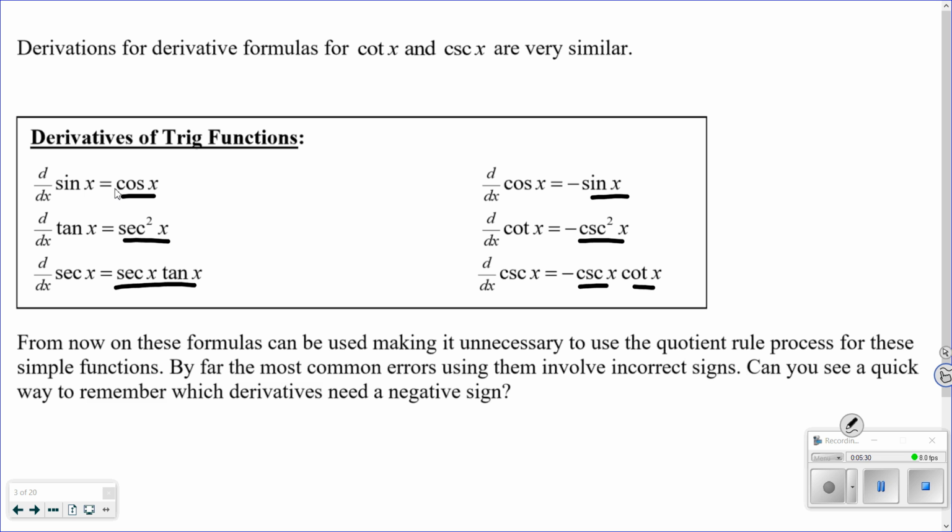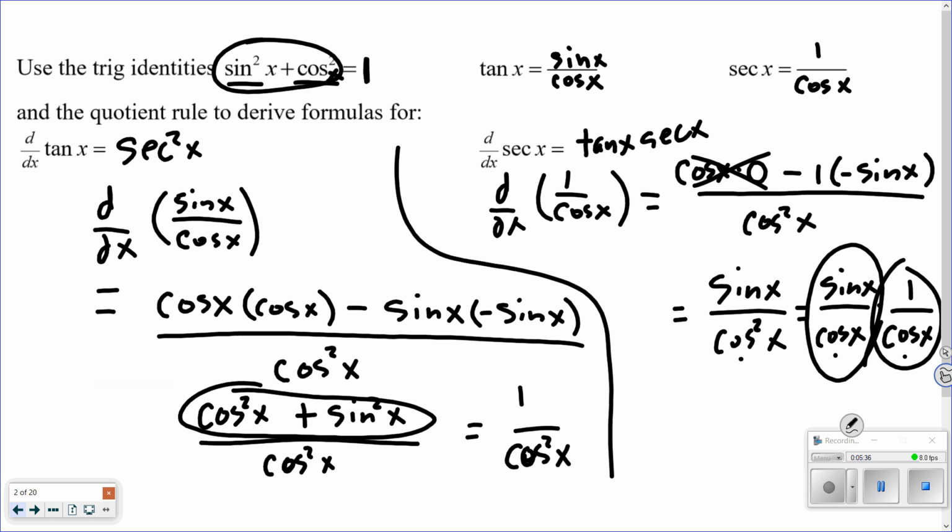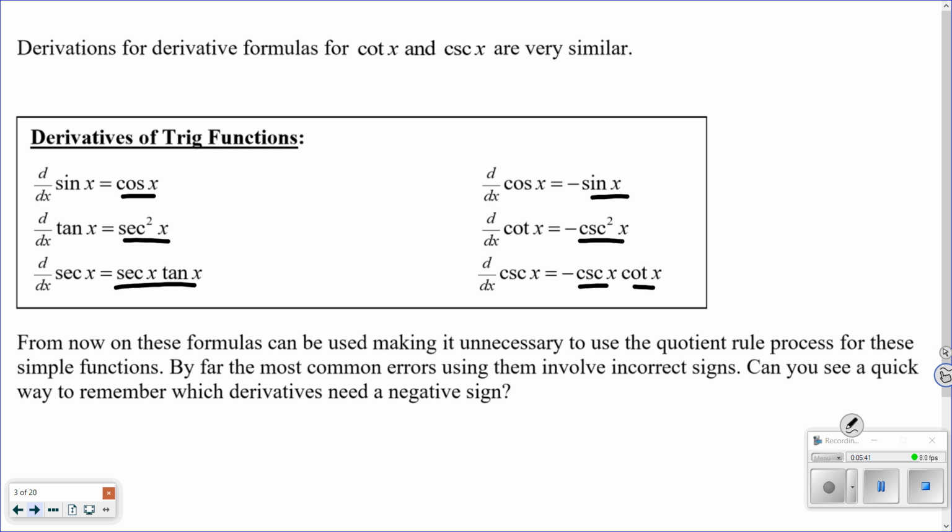I want you to notice something. Probably the biggest mistake, we're just going to memorize these, right? So from now on, we're not going to go through all these steps when I ask you to find the derivative of the tangent of x. You're just going to have memorized that the derivative of the tangent of x is the secant squared of x.